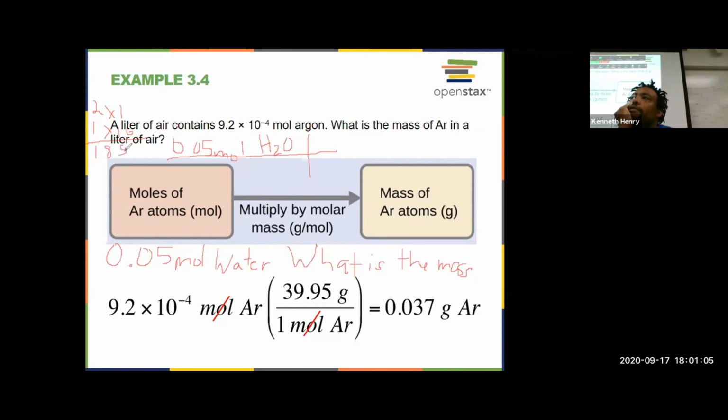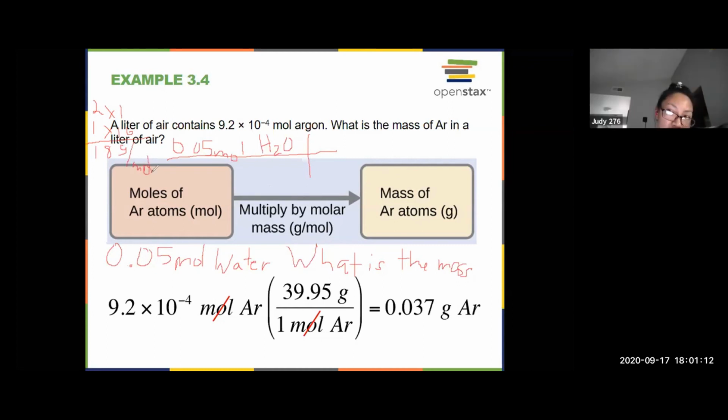Okay, so I have 18 grams per mole. What am I going to do with that 18 grams per mole? You are going to multiply that by the 0.05 moles of H2O. So you have 1 mole on the bottom and then the 18 grams on top.